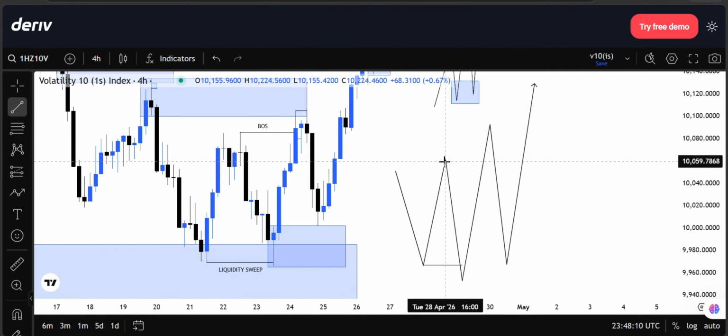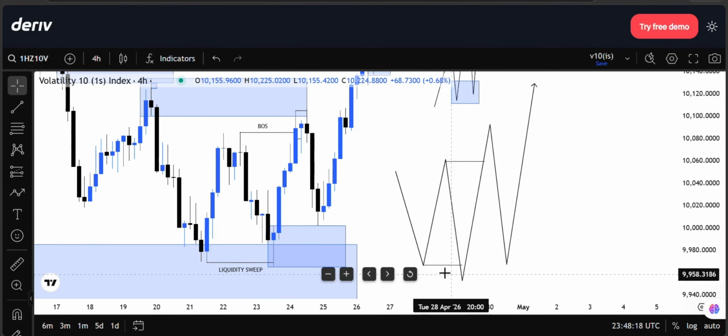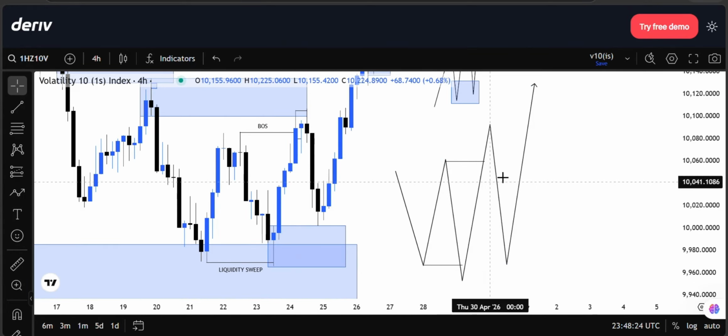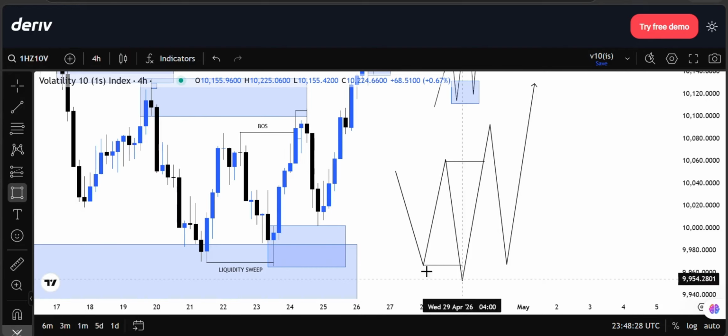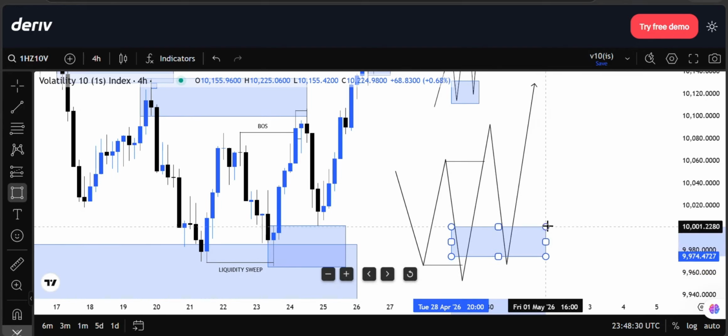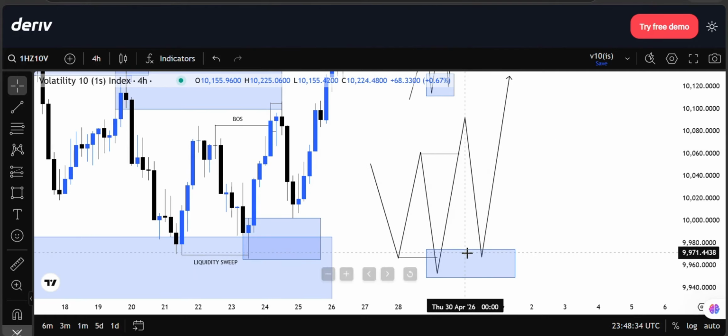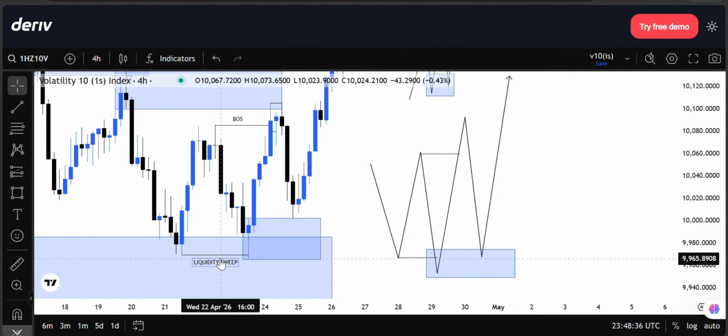Liquidity sweep, break of structure. So this is the liquidity sweep, this is the break of structure, and then of course this is our zone that caused the break of structure. All right, so price came in and tapped into our demand zone, and then it broke massively.